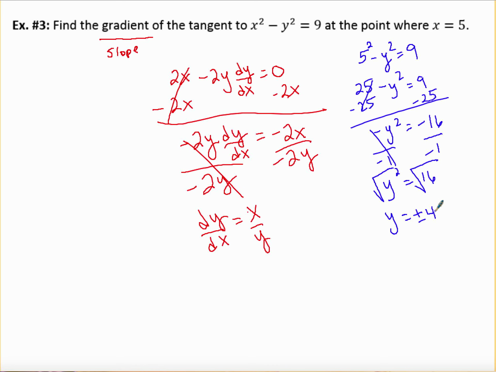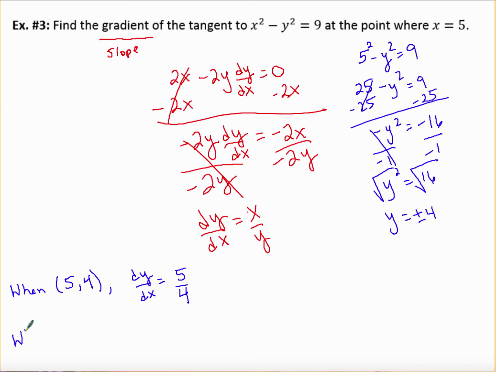And I will tell you that I thought, oh, this is interesting. There are 2 points where x is equal to 5. It's either going to have a y value of positive 4 or a y value of negative 4. So I'm going to come up with 2 slopes. So when you're at the point (5, 4), the slope dy/dx is going to equal 5 divided by 4 because your slope is x divided by y.